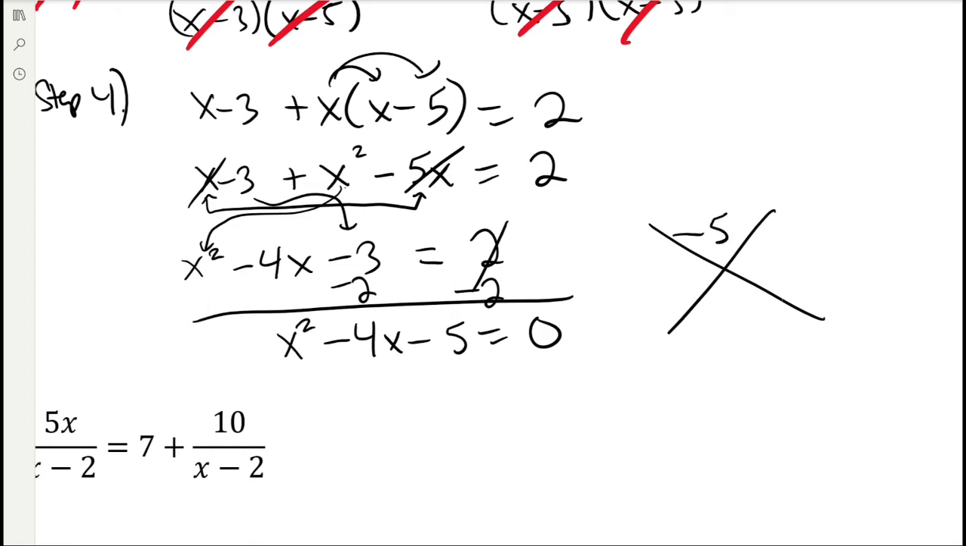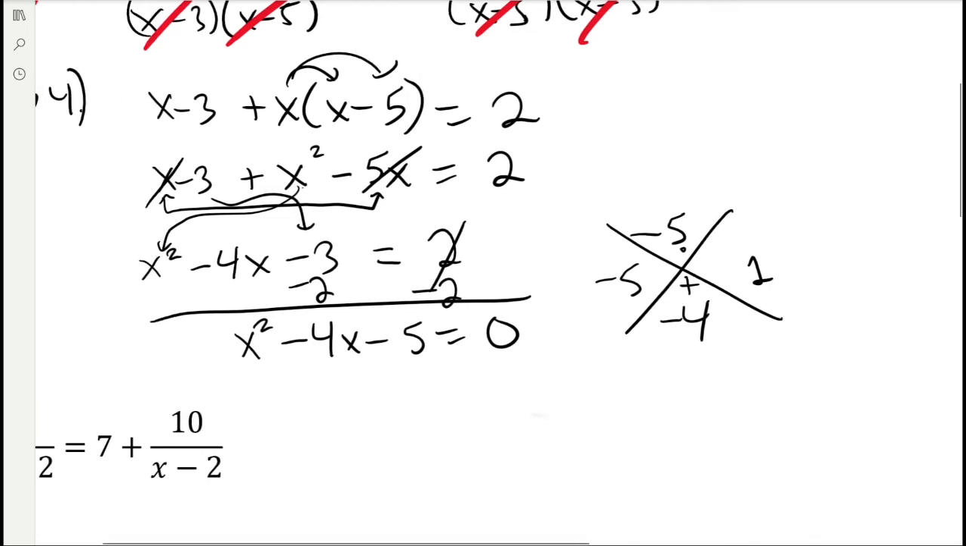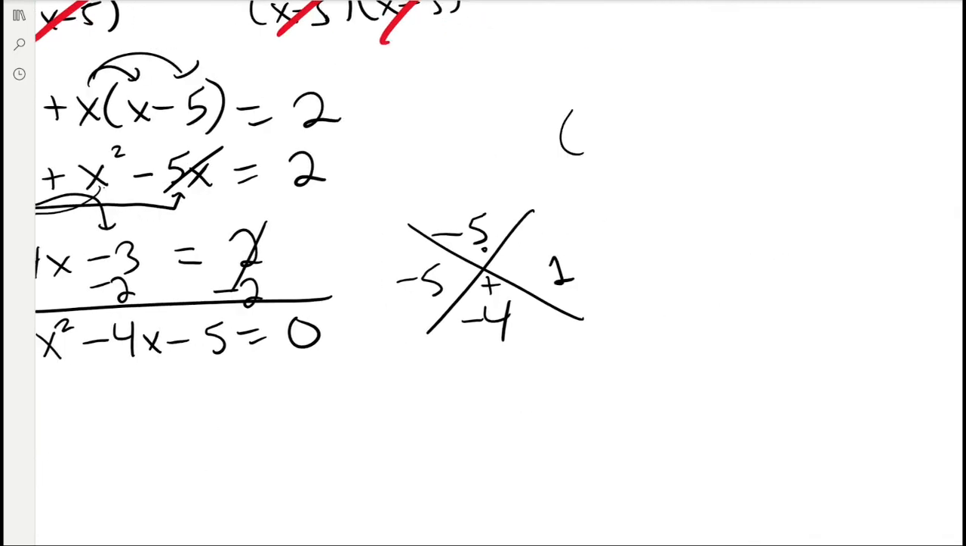Remember that the c term goes on the top, the b term on the bottom. So two numbers that multiply to negative 5 but add up to negative 4, that would be negative 5 and positive 1. So we can factor this into x minus 5 and x plus 1 equals 0.